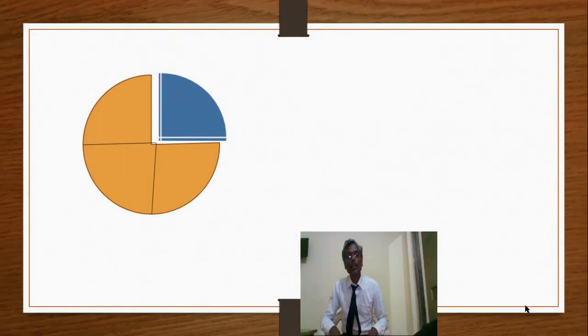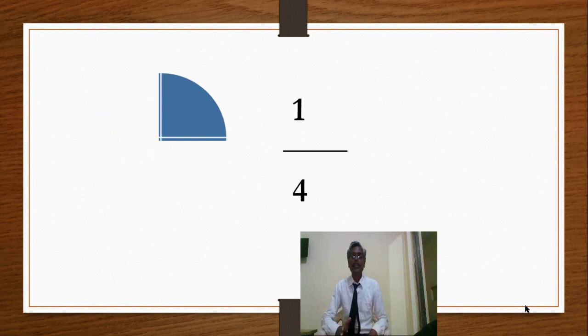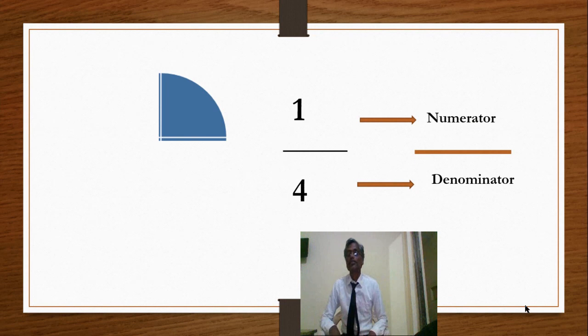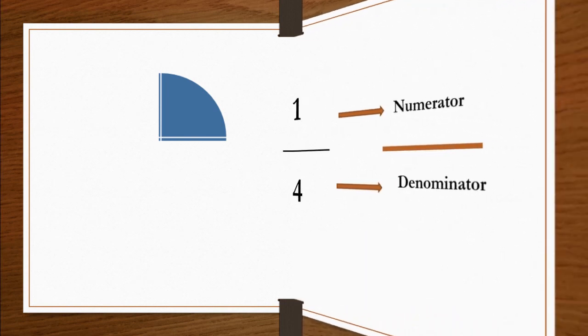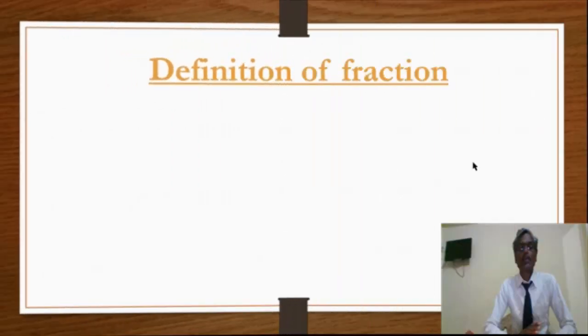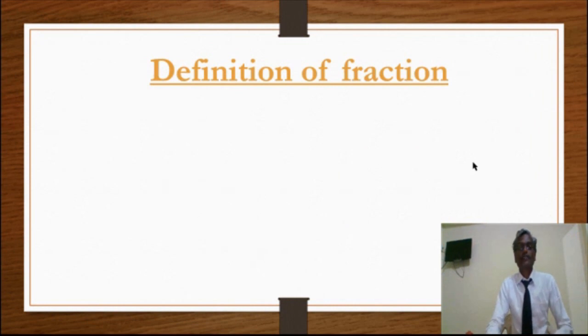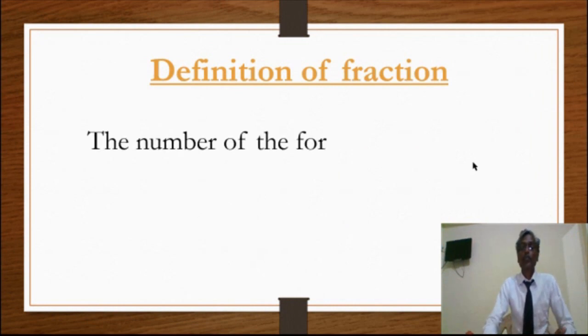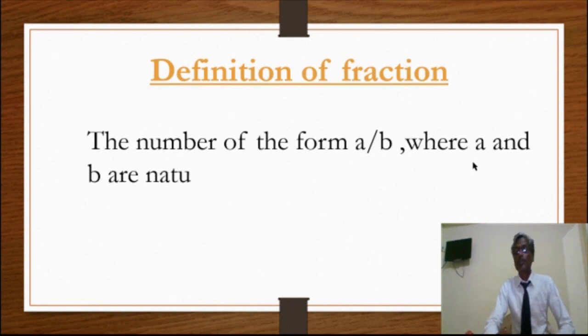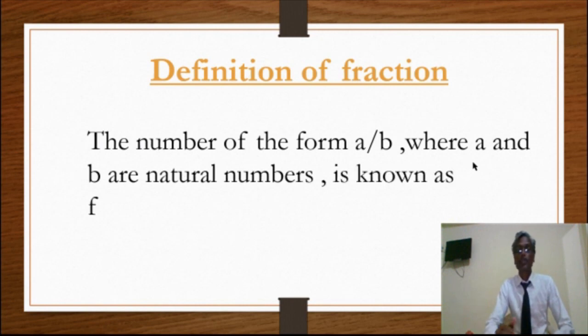Let's take another example. If someone has taken out 3 parts of the circle, then the remaining part of the circle is represented as 1 upon 4, where 1 is the numerator and 4 is the denominator. Definition of fraction: a number of the form a upon b, where a and b are natural numbers, is known as a fraction.